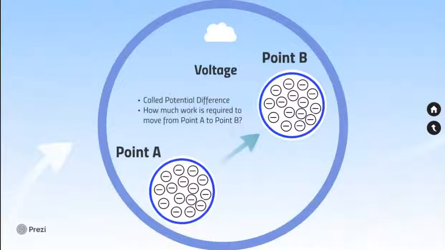So if we wanted to move a coulomb of charge from point A to point B, how much work is required to move it? And we call that voltage, right? And it's called the potential difference. So in order to move electrons from point A to point B, there has to be an electrical or a potential difference. And the voltage is the pressure that's going to move the electrons from point A to point B.